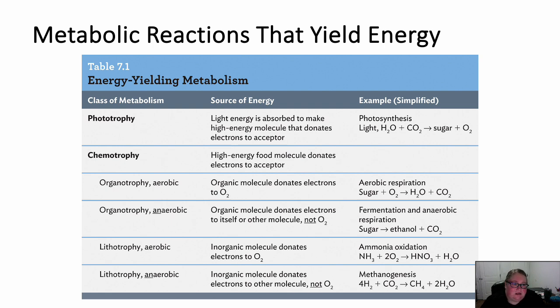So there are definitely some pros and cons to each of these different methods of producing high energy electrons, but they are all useful for making energy. And we're going to talk about these as we go through chapter 7.